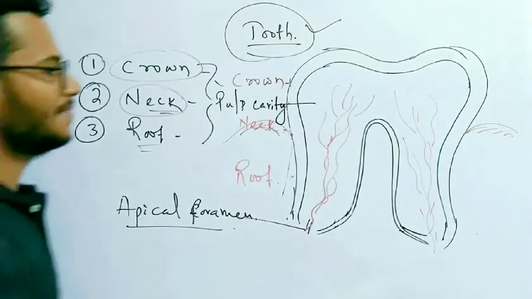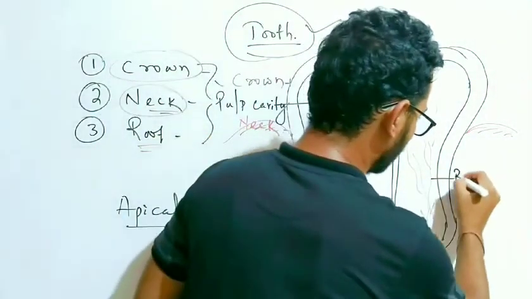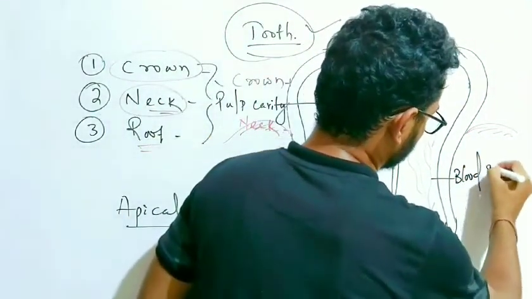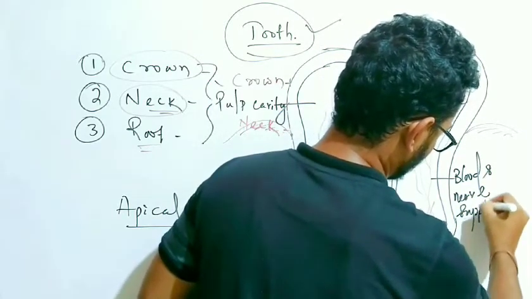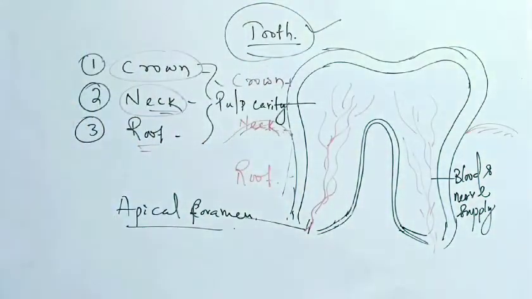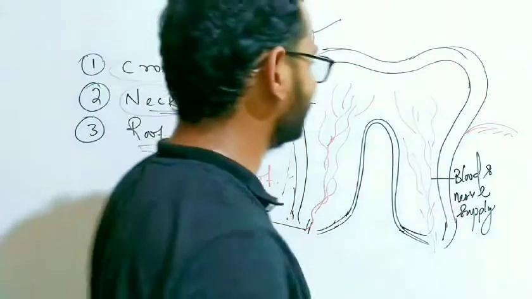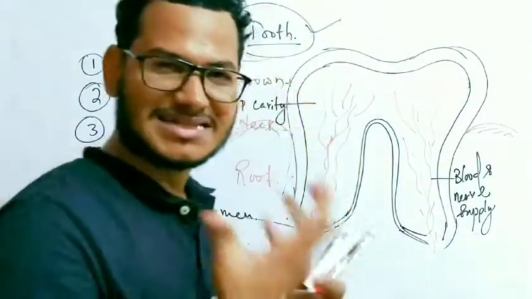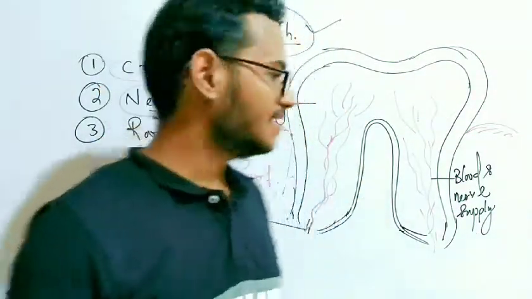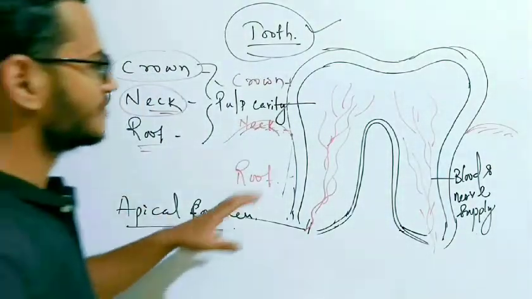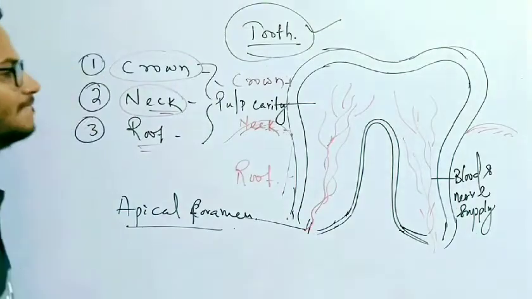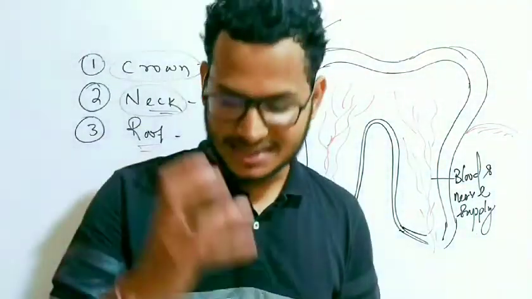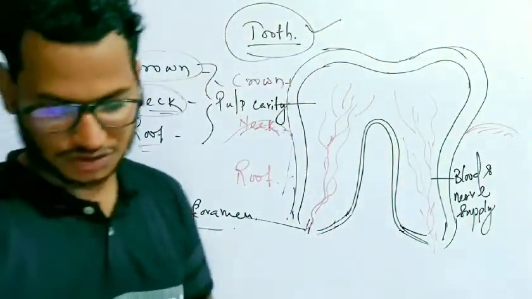Clear? So the pulp cavity contains what? The blood and nerve supply. That is why we can feel different types of sensation in our tooth on taking cold or very chilled or hot food into our buccal cavity. So these blood and nerve vessels, the nerve fibers, help in detecting different sensations in our tooth.